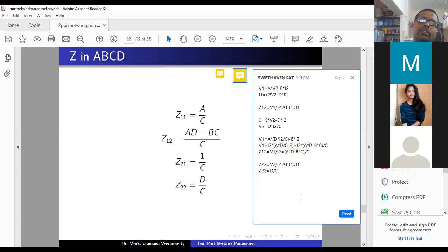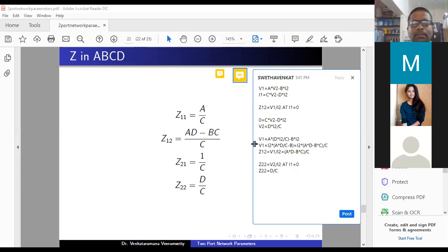So this is the derivation part. This is how we find the values of the Z parameters in terms of the ABCD parameters. So Z11 equal to A by C, and Z21 equal to 1 by C, and Z22 equal to D by C, whereas Z12 equal to A into D minus B into C divided by C.